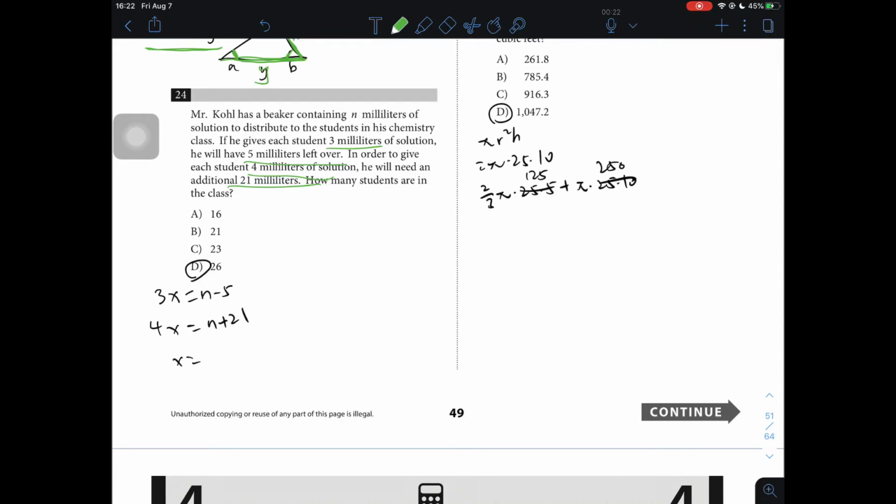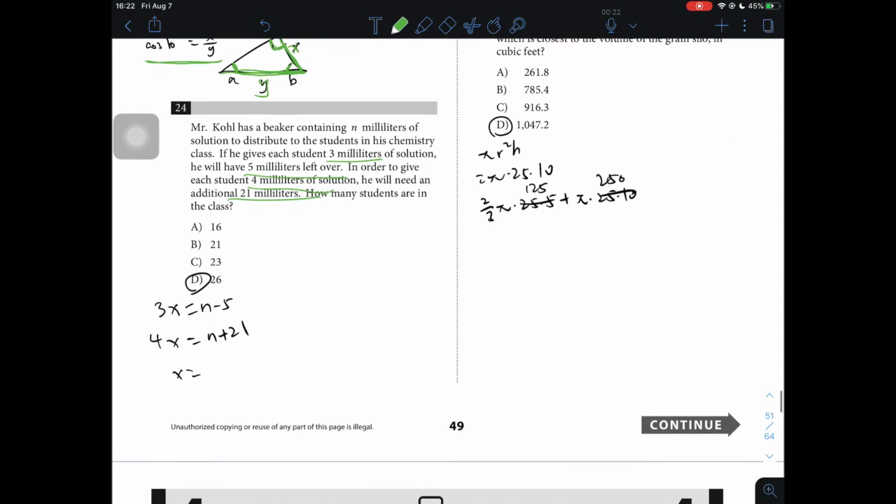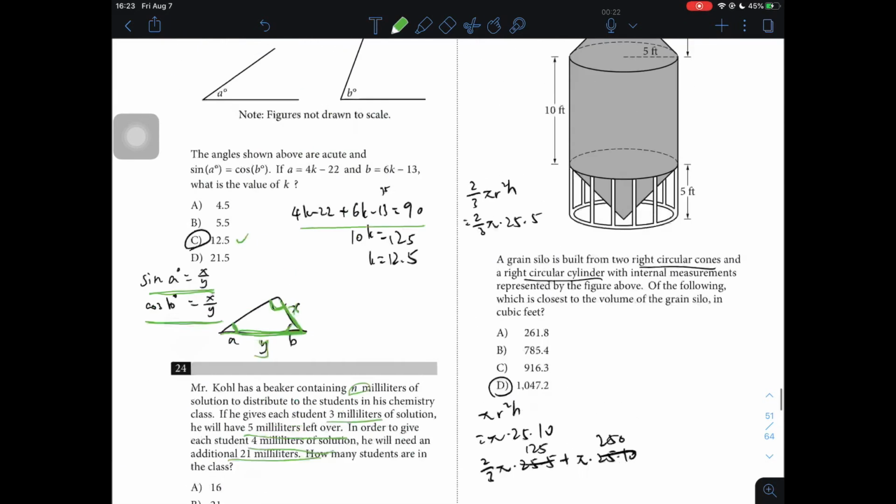so 3 milliliters for each student, right? So 3x equals whatever milliliters minus 5, because he will have 5 left over. Remember that. If he needs more, give him more. If he has something left over, just take it away. So that's what I did. You take it away for leftover, and if he needs it, you just add it. So now you just solve for x and the answer is 26.